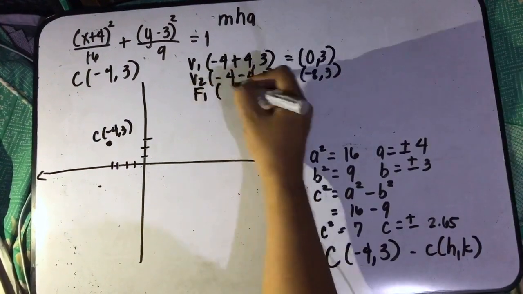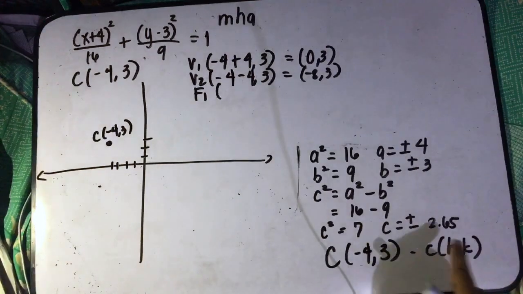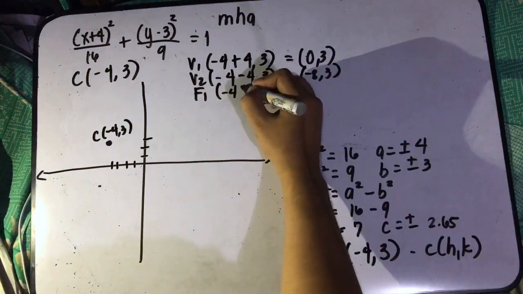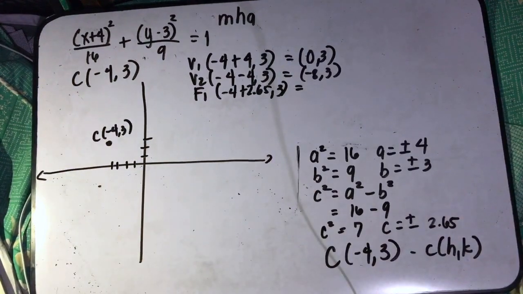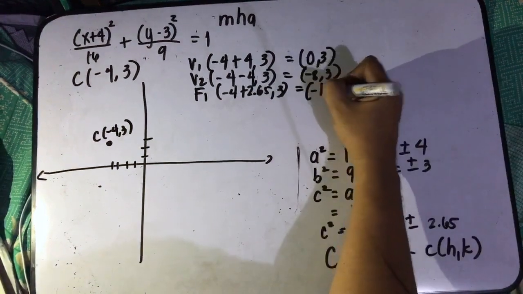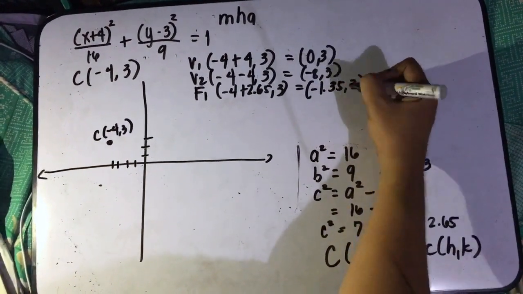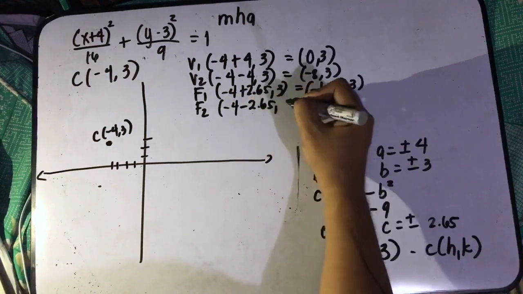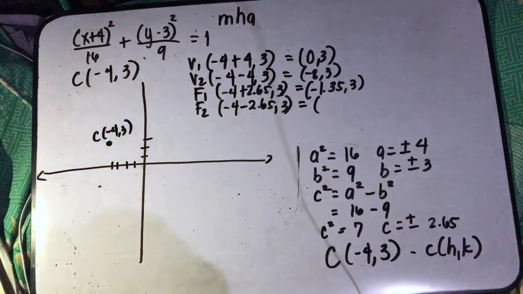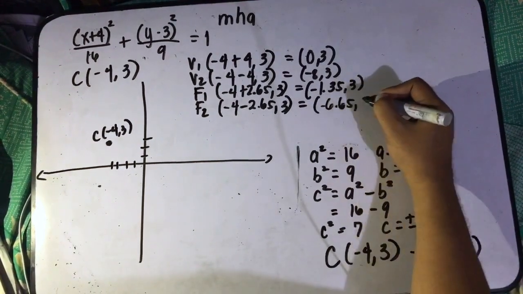Where is F1? F1 will be located at, what is C? Plus minus 2.65. So that is negative 4 plus 2.65 and 3. So therefore, what is negative 4 plus 2.65? It will give us an answer of negative 1.35 and 3. So where is F2? F2 now is located at negative 4 minus 2.65 and 3, and negative 4 minus 2.65 is negative 6.65 and 3.